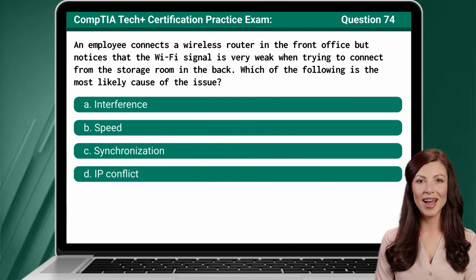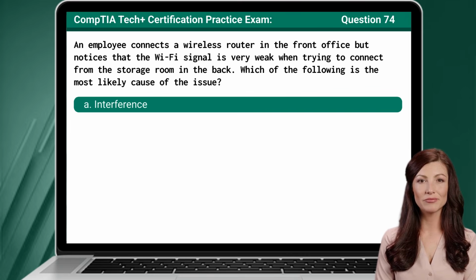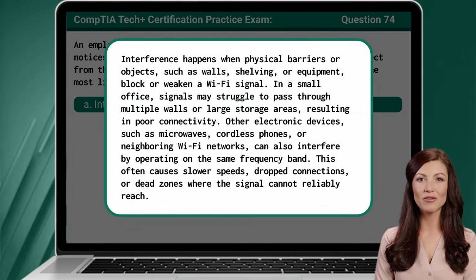The answer is A. Interference. Interference happens when physical barriers or objects, such as walls, shelving, or equipment, block or weaken a Wi-Fi signal. In a small office, signals may struggle to pass through multiple walls or large storage areas, resulting in poor connectivity. Other electronic devices, such as microwaves, cordless phones, or neighboring Wi-Fi networks, can also interfere by operating on the same frequency band. This often causes slower speeds, dropped connections, or dead zones where the signal cannot reliably reach.